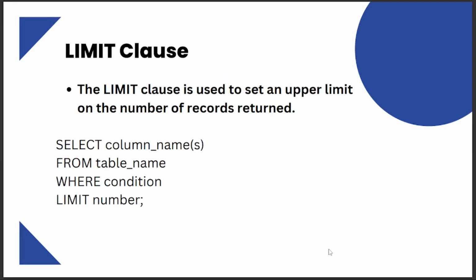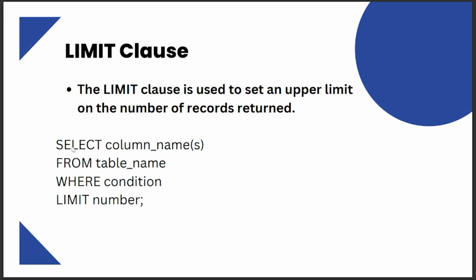Now the next clause that we're going to see is the limit clause. The limit clause is used to set an upper limit on the number of records that are returned. You can put a restriction on the number of data that you want to return. Suppose there are 100 rows in the result set, but you want to see only the top 10 data. In that case, you can use the limit clause.